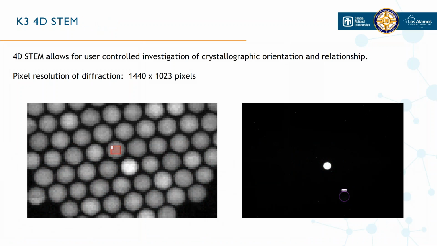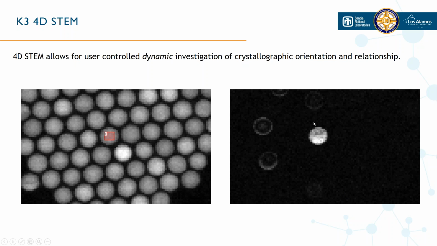Another one of the techniques that was really exciting about the K3 is 4D STEM. Here at each point in the STEM raster, you get a diffraction pattern, and with the K3 you can get a very high pixel resolution of the diffraction. Here we're taking this region of interest, and it's giving out this diffraction pattern, which is probably pretty hard to see. But then we can circle this very faint reflection here, and when we move to the next image, we can see which particles around the central particle have that same orientation, and not only which particles, but what part of the particle.